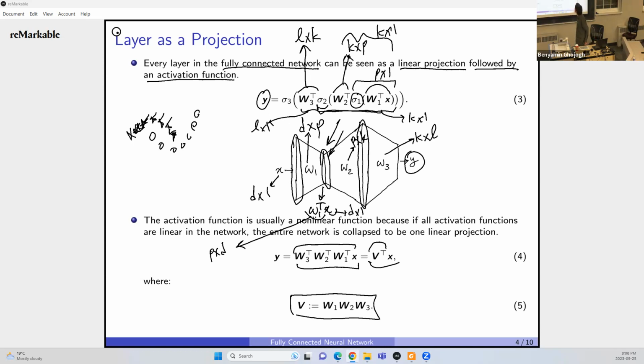Why? Collapse. You can assume W3 transpose, W2 transpose, W1 transpose as V transpose. So you collapse 3 linear projections into 1 linear projection, or reduced, or relaxed. It reduced to 1 linear projection, right? So nonlinearity is important for handling nonlinearity. Now, let me write it down: nonlinearity for nonlinear patterns.